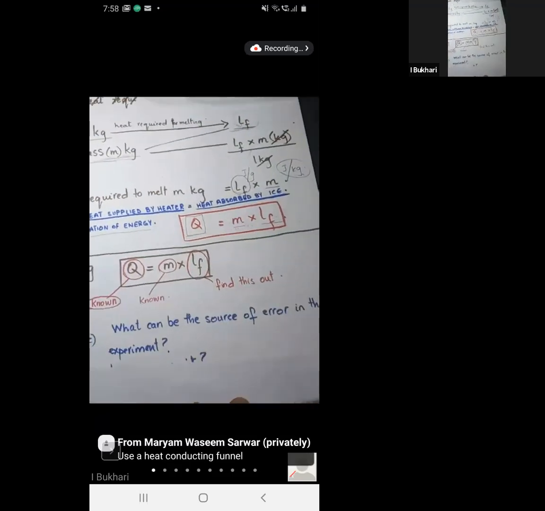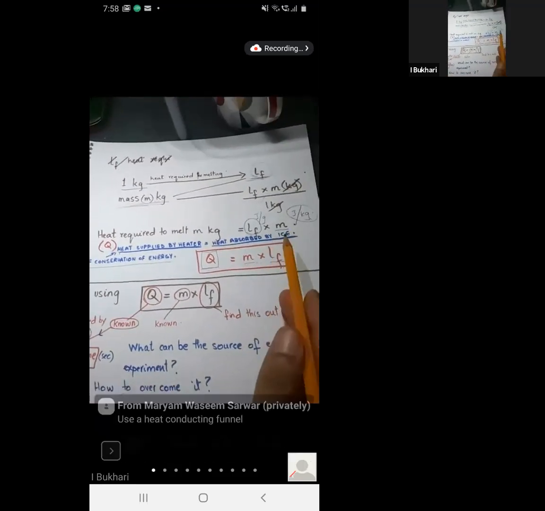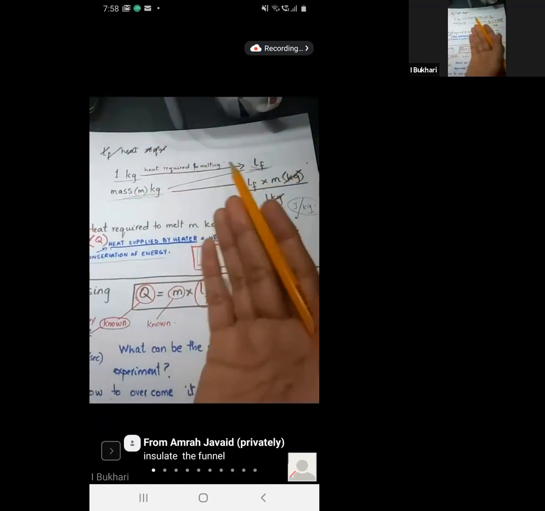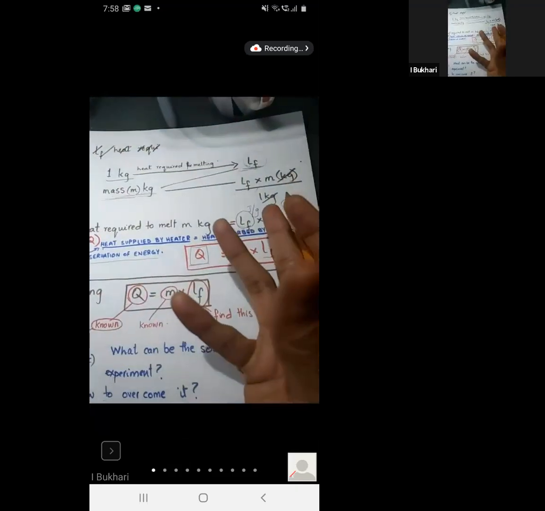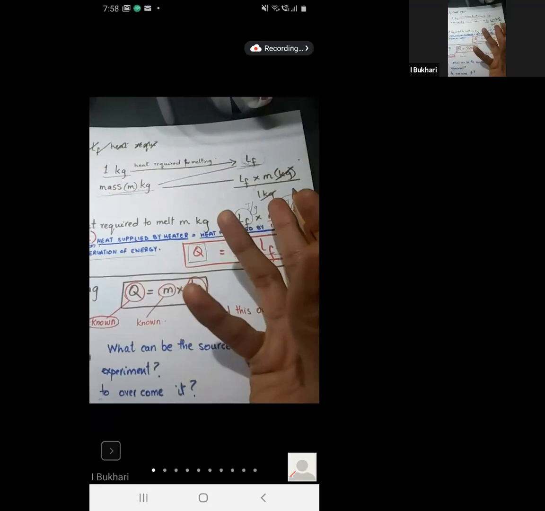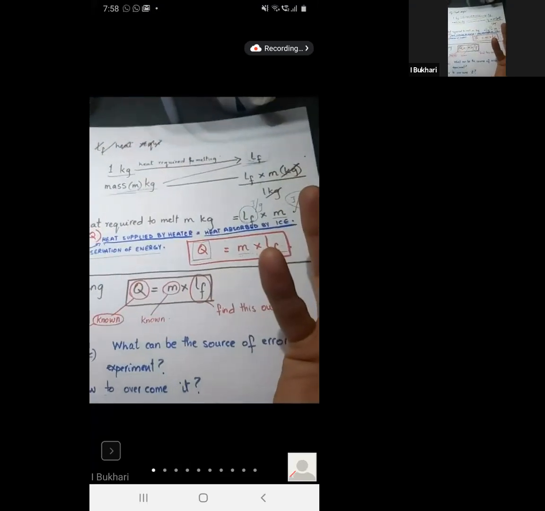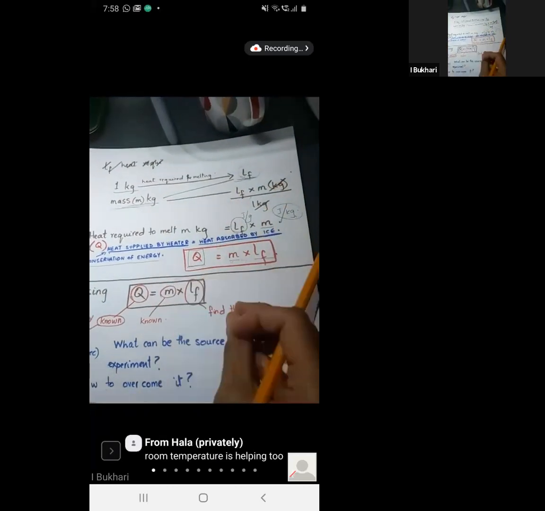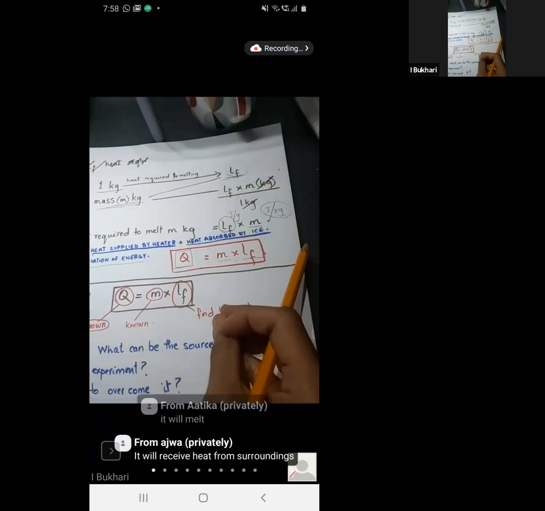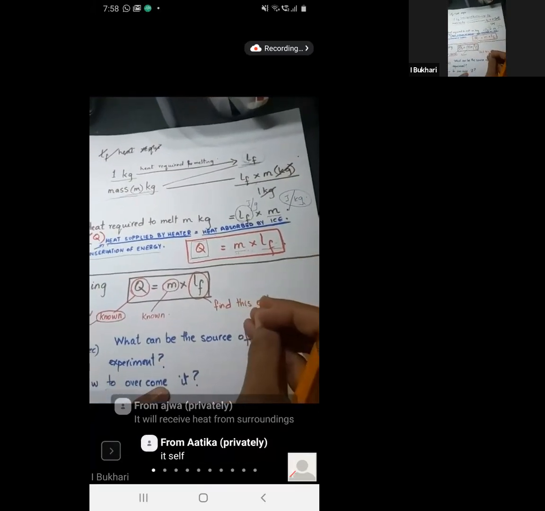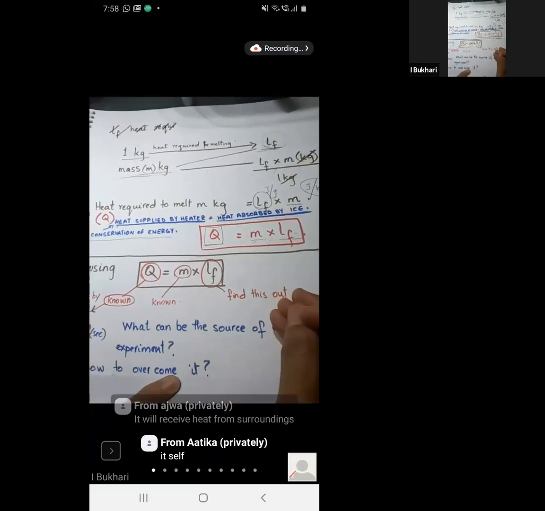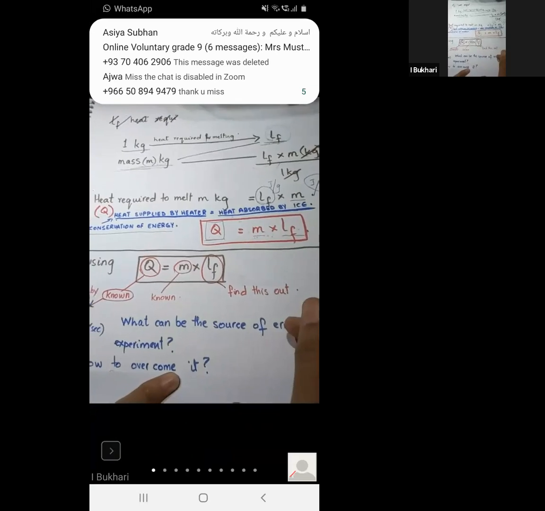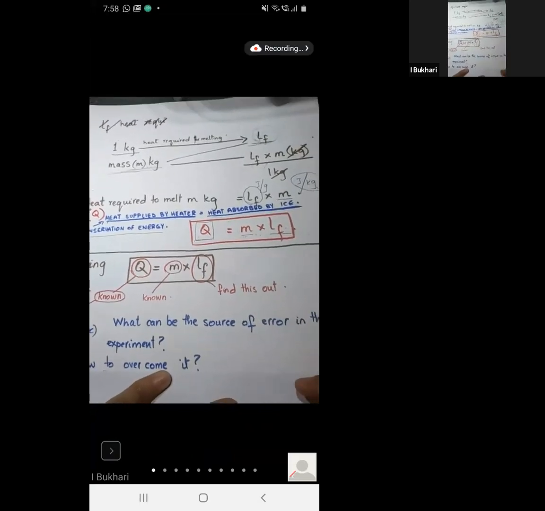Another thing is, do you think that the ice is melting only by the heat provided by the heater? What if you just keep the ice funnel just like that in the room for 5 minutes? If, for example, the duration of your experiment is 5 minutes and you just keep the ice in the room without the heater for 5 minutes. Exactly, the room temperature will also melt it. So how can we account for that room temperature?